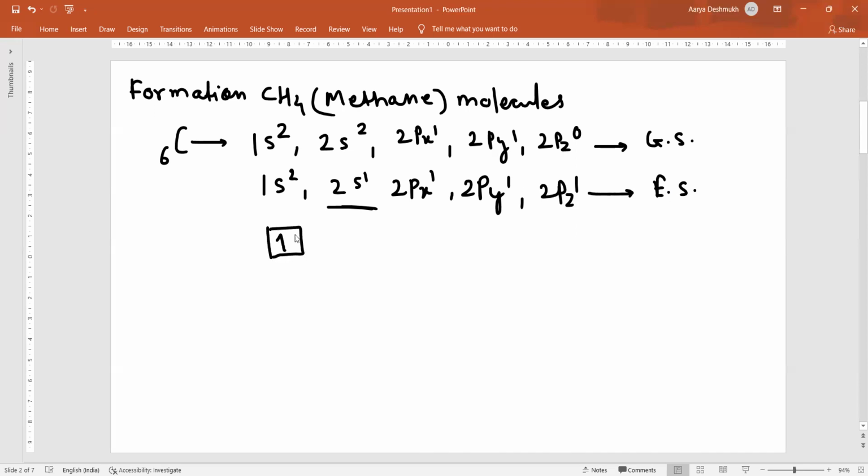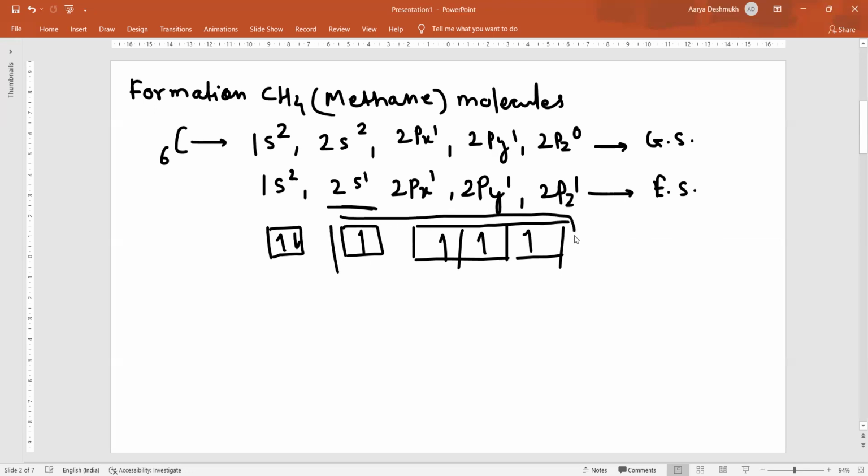I will draw here. This is 1s2. This is 2s1. And these p orbitals can be drawn like this, each one of them having an unpaired electron. So these 4 combine together to form 4 sp3 hybrid orbitals. So we can draw here sp3 hybrid orbitals, when they combine together.